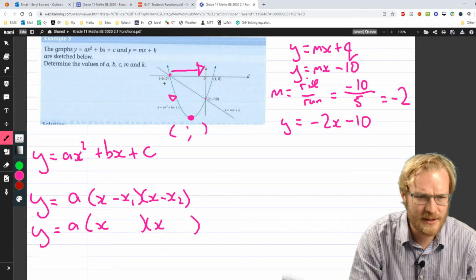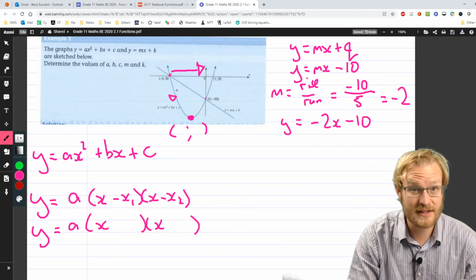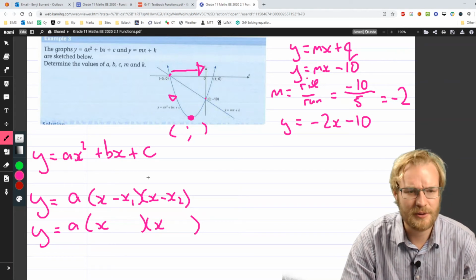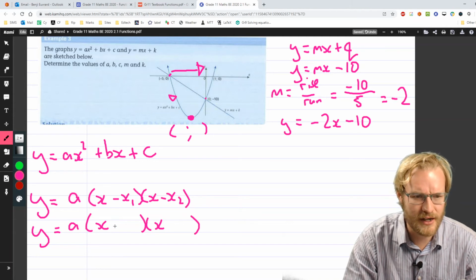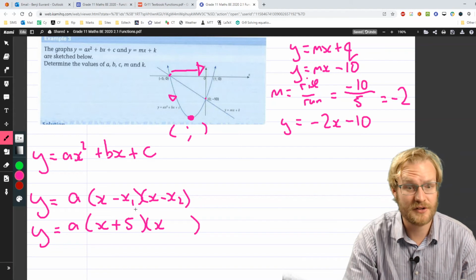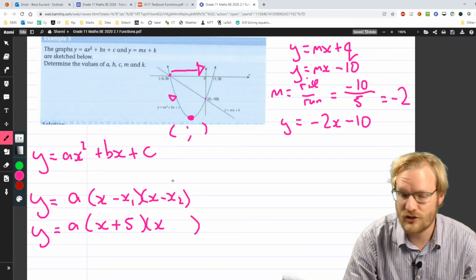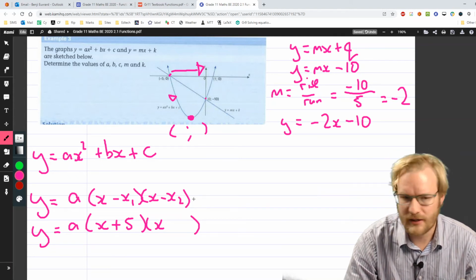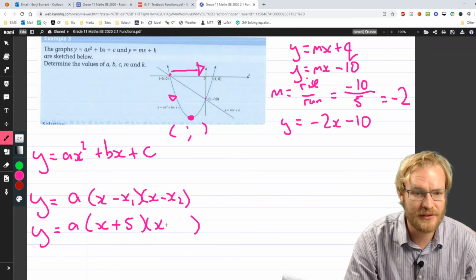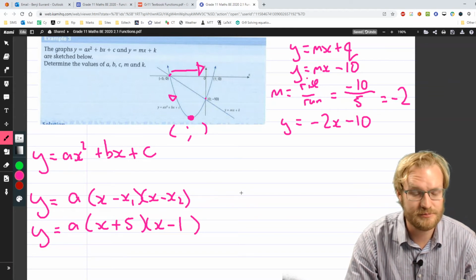So our one intercept is at negative 5. Our x-intercepts are what we're dealing with here. So we're going to subtract negative 5, which is the same as adding 5. Then on our other side, we're going to subtract the other intercept, so we're going to subtract 1.